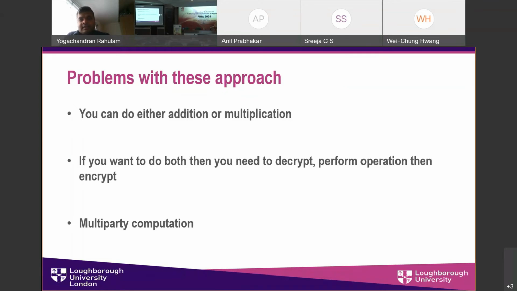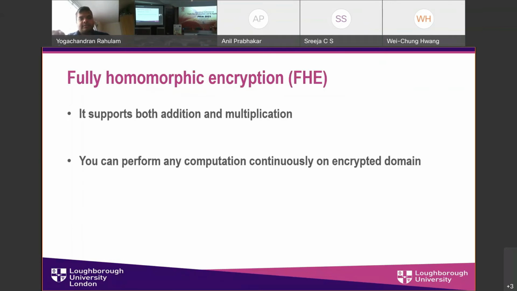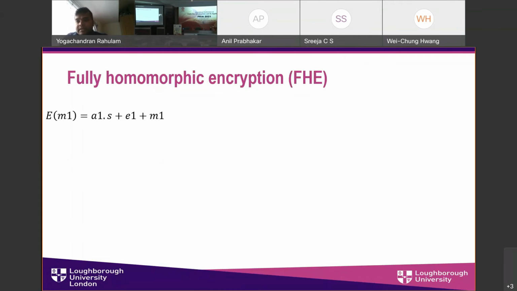Prabha was telling that RSA can be or will be broken pretty soon, right? So we need to move away from our classical public key encryption techniques. That's why we have a new encryption technique called fully homomorphic encryption. Fully homomorphic encryption supports both addition and multiplication, so that you are able to perform any computation in the encrypted domain. And this fully homomorphic encryption is based on a new cryptographic paradigm called lattice-based cryptography.